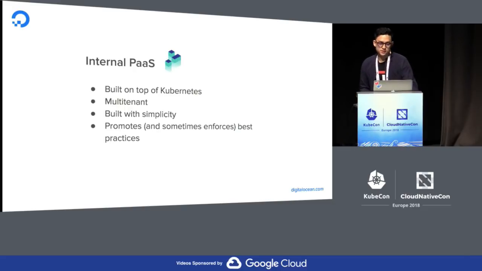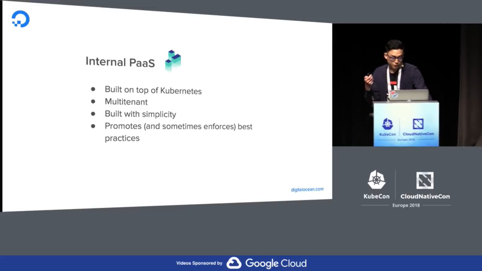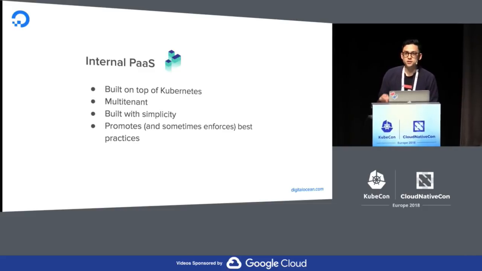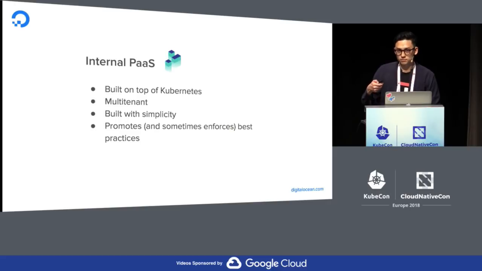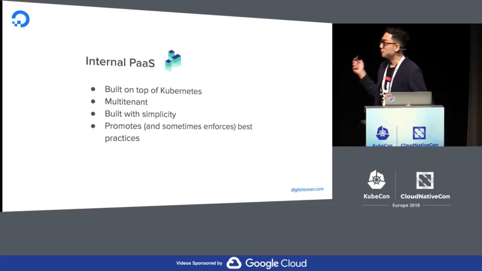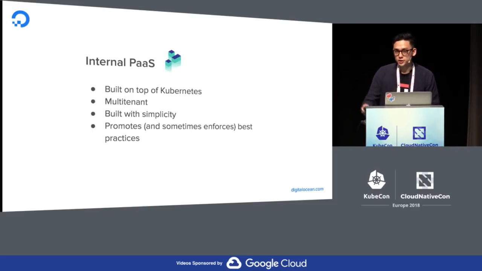What's really powerful about this is that it's built with simplicity in mind, while also promoting and sometimes even enforcing some of the best practices that we think you should follow when you deploy applications with containers and with Kubernetes. Some examples: if an engineer deploys something with the latest tag, we'll just block it and say, no latest tag. And if you deploy an application into production and it doesn't have a metrics endpoint, we'll just drop that too.